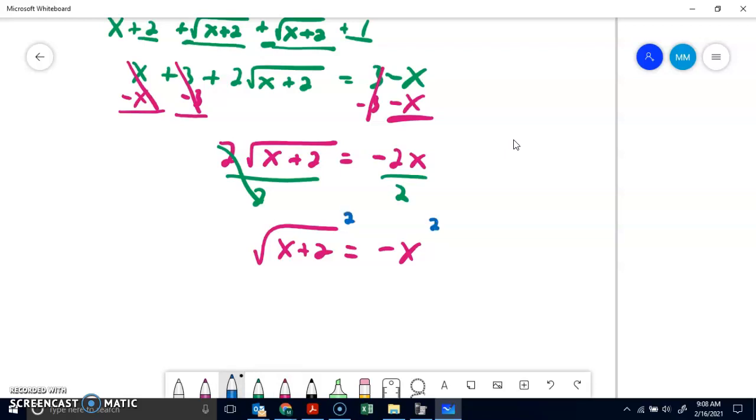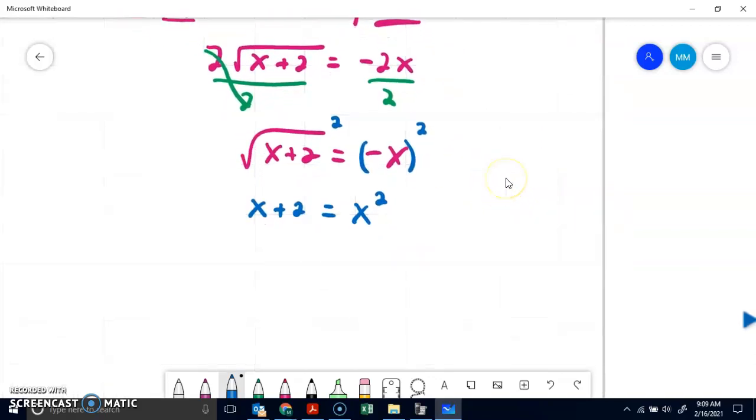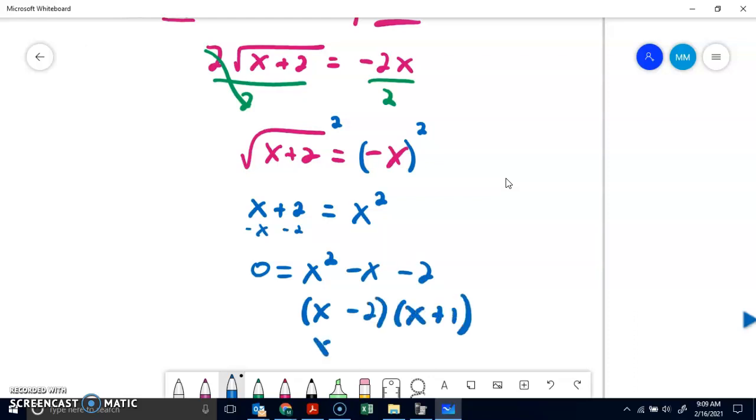Now we're ready to square both sides. x plus 2 equals negative x squared is a positive x squared. You know, a negative squared is a positive. Now we have a nice easy equation to solve. This one is actually a little bit easier than some. This can get more complicated than this because things canceled out here nice and cleanly. So let's subtract x and 2 from both sides. Now we're ready to factor and solve. x minus 2 and x plus 1. x equals positive 2 and negative 1.